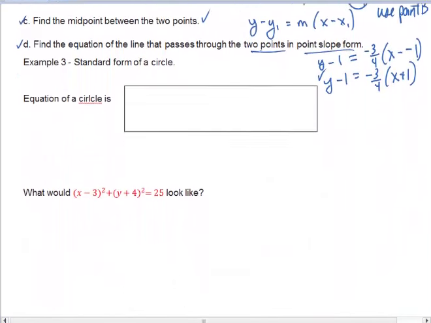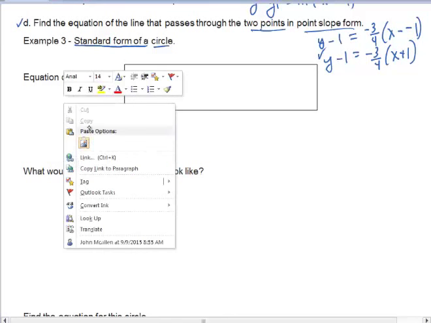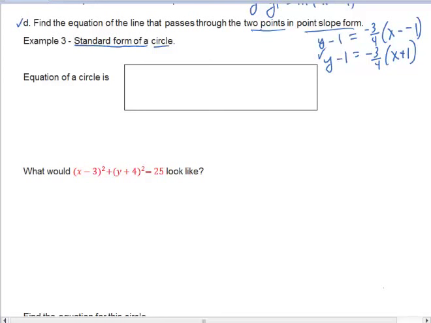Last example problem for the lesson. Do you know the standard form equation of a circle? And I spelled circle wrong, so I'm going to pause the video and fix that, and be back in a second. Okay, so we're back, and the equation of a circle is x minus h quantity squared plus y minus k quantity squared equals the radius squared.